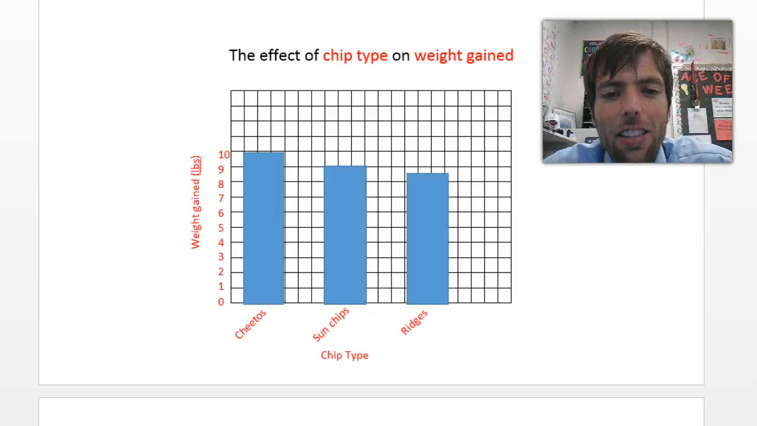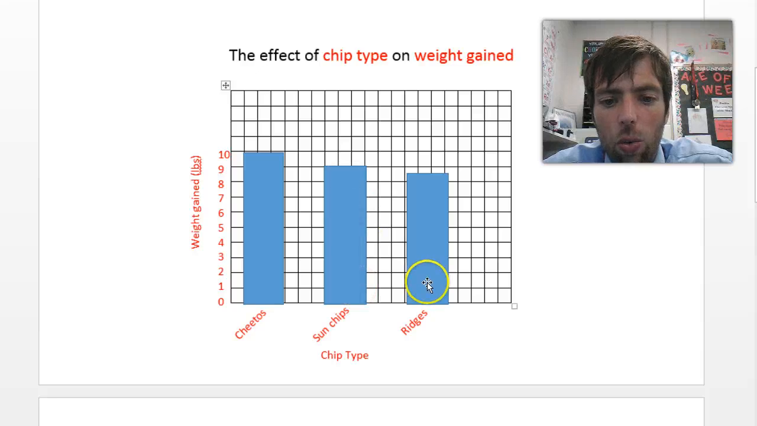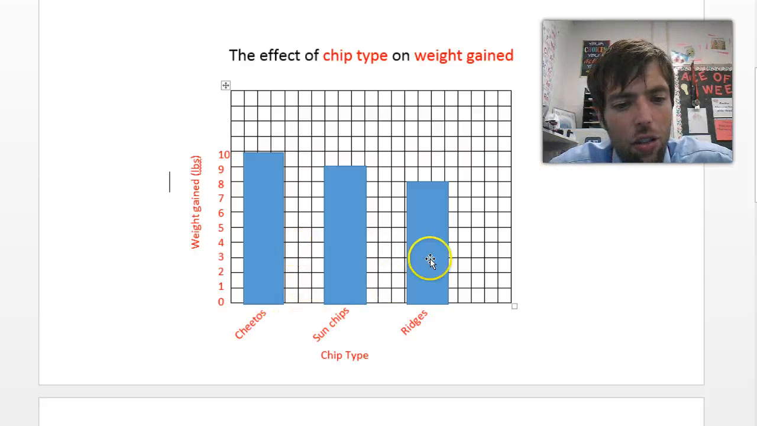All right, now here's our graph, looking at the data from our data table and putting it in bar graph form. People who ate Cheetos got an average weight gain of 10. Who ate Sun Chips, it was an average weight gain of 9. Ridges was an average weight gain of 8. Just a little high. This is a great bar graph. And the reason why it's great is because I know distinctly, okay, I can see the trend here. People who ate Cheetos tended to gain the most weight. People who ate Ridges gained the least amount of weight.